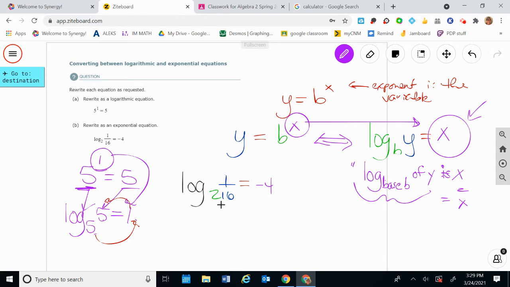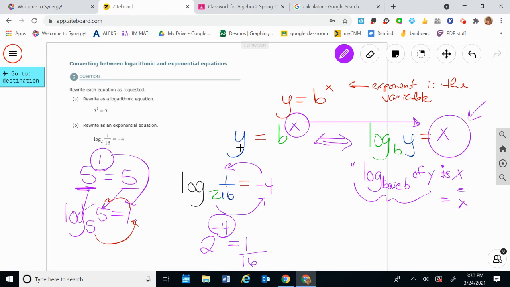So, see, I've colored them the same. I didn't write the word log. So it goes like this: 2 to the -4th equals 1/16. So basically, when we talk about a log, if we say log is -4, we're talking about an exponent that is -4. See, log base 2 of 1/16 equals -4. 2 to the -4th equals 1/16.